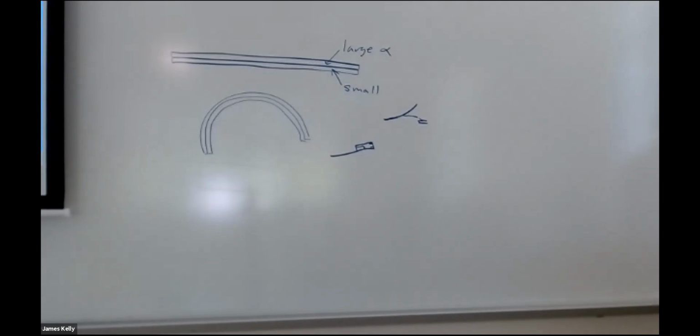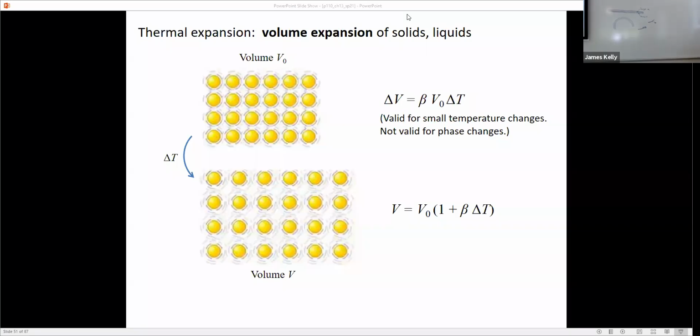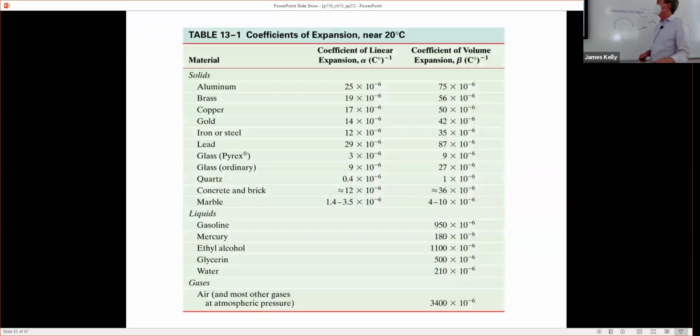Okay, so in the same way, we have linear expansion. Of course, if all three dimensions of this solid expand, the volume is going to expand. And it's related in a very simple way to the way it expands along one dimension. So as I heat this up, I'm going to expand all three dimensions. You're only seeing two dimensions here. Same assumptions as before. The change in volume is proportional to the original volume and proportional to the change in temperature. So you get a very similar thing that tells us the new volume in terms of the old volume.